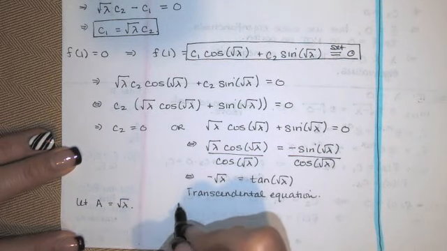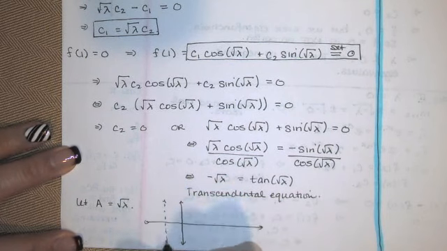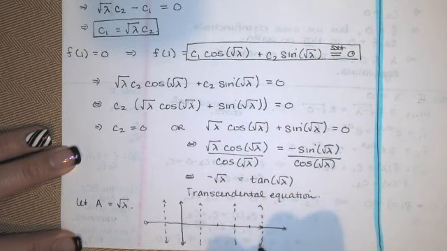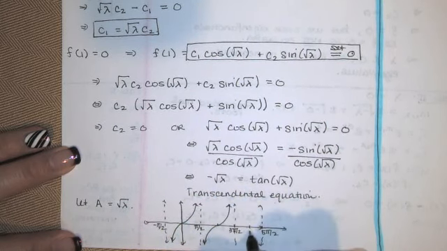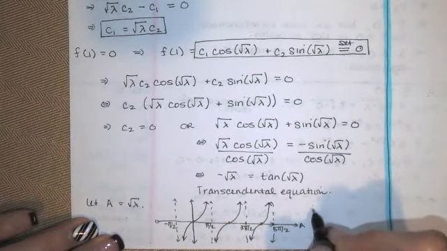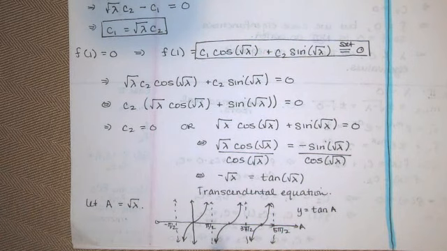In that case, if I graph tangent of A, it's going to look like this. There's negative pi over 2 and pi over 2 and 3 pi over 2 and 5 pi over 2 and so on. It looks like this and like this and like this, and we keep going. So if this is the A axis, that's tangent of A. And this function on the other side, you might think of that as y equals negative A.